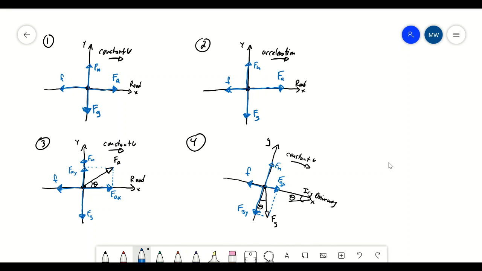So here's 4 examples of how we draw free body diagrams. This is how we get started for our force problems. And we'll certainly do more when we talk about Newton's laws and when we talk about the different types of forces, like how we can calculate friction.